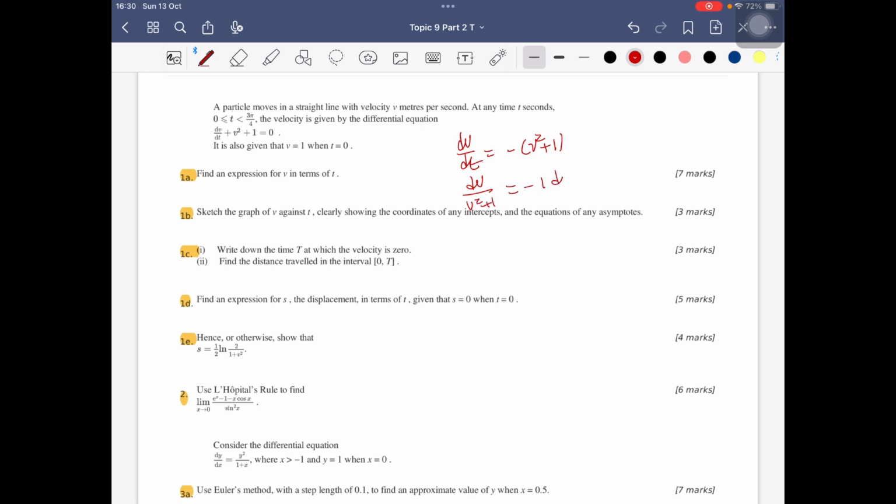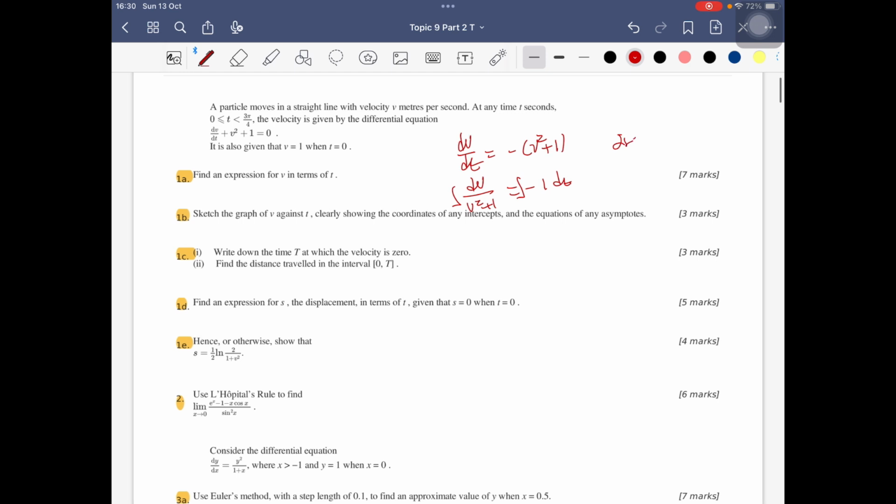Negative 1 dt, integral, so arctan v is negative t plus c. So v is tangent of negative t plus c. Here v is 1 when t equals 0. Tangent pi over 4 is 1, so 1 equals tangent c, so c is pi over 4. Therefore, velocity is tangent of negative t plus pi over 4.